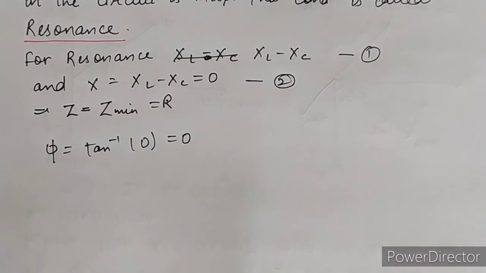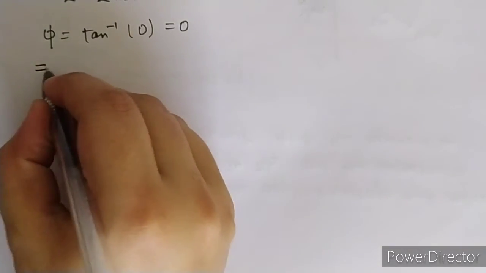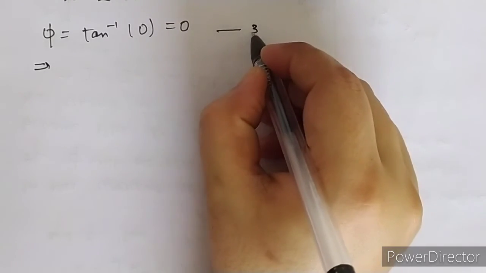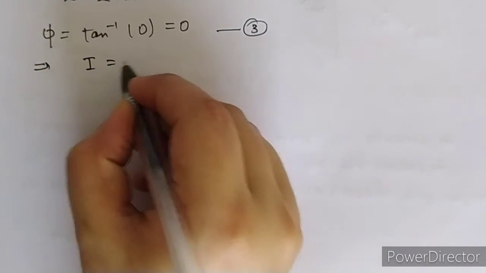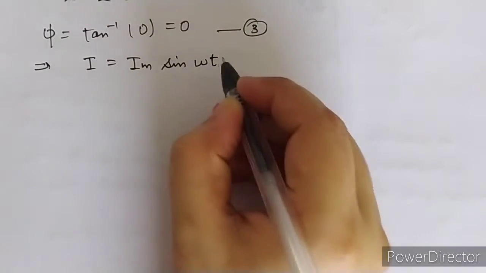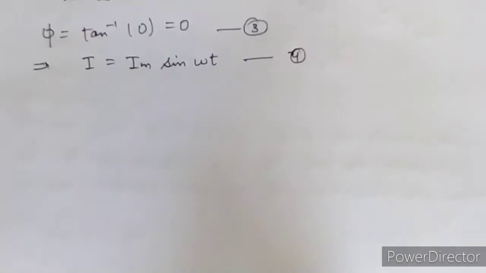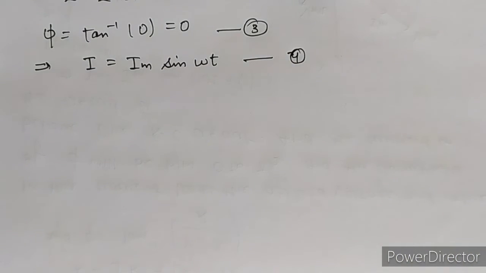Okay, now we are taking the value of the current. So you know the value of the current. Suppose equation number 3, I is equal to Im sin omega t. Equation number 4. Okay, suppose this is the value.